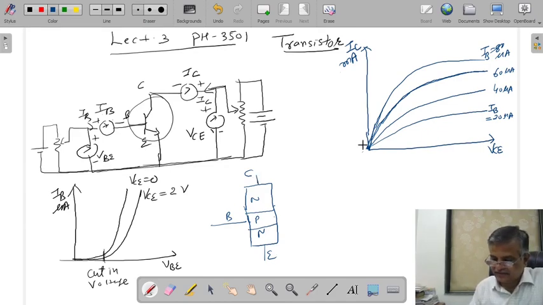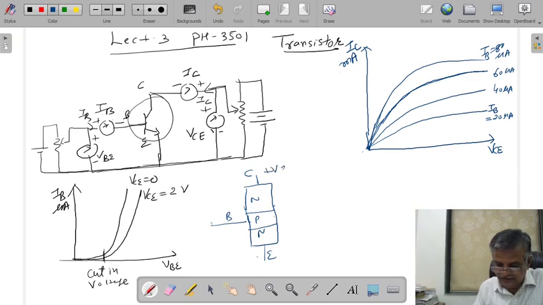The base is kept in forward bias. This is a forward bias, between this junction, so you can easily see that the electron will cross this junction.